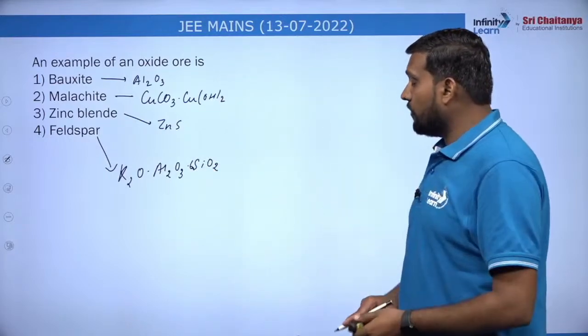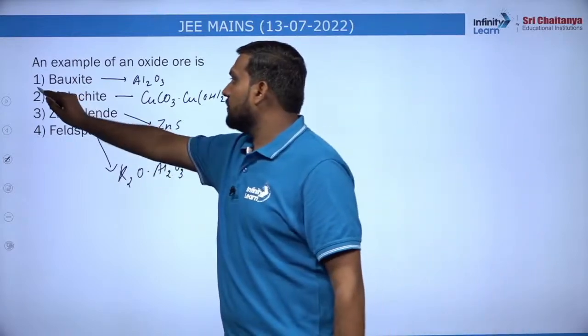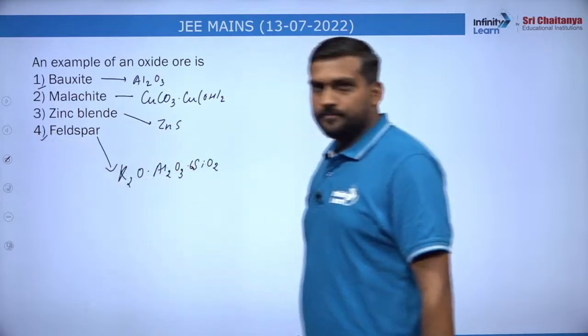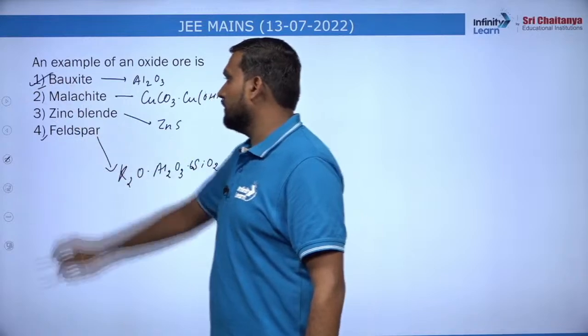Now if you go for blank thinking, then you will mark both option number 1 and option number 4 as the answer. But the correct answer is actually option number 1, not option number 4. Why?